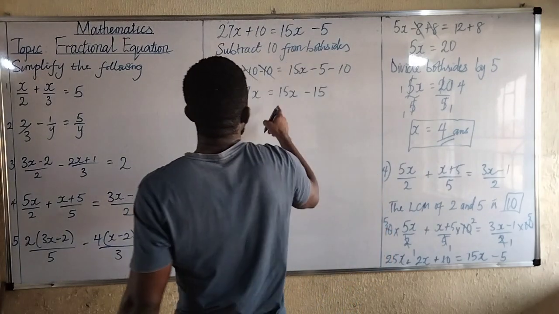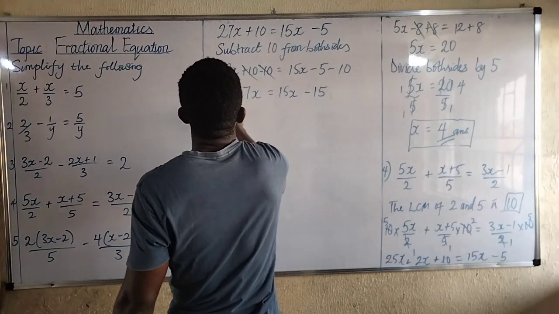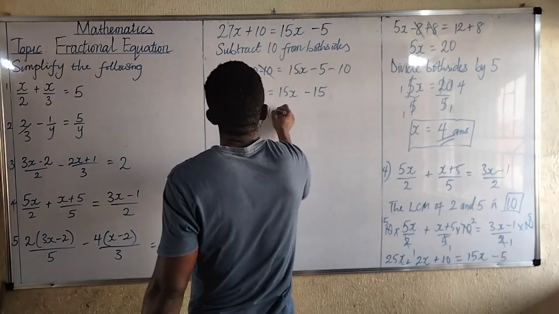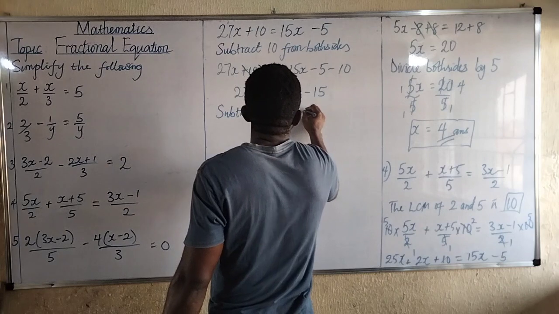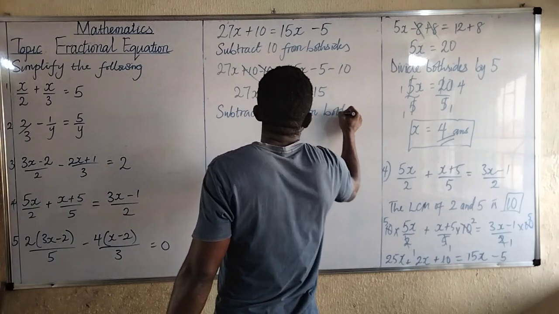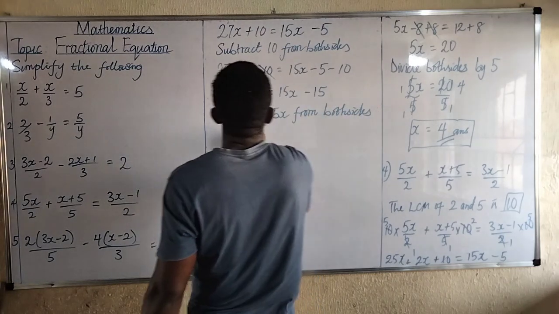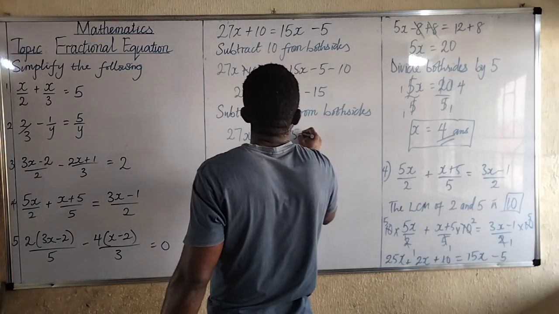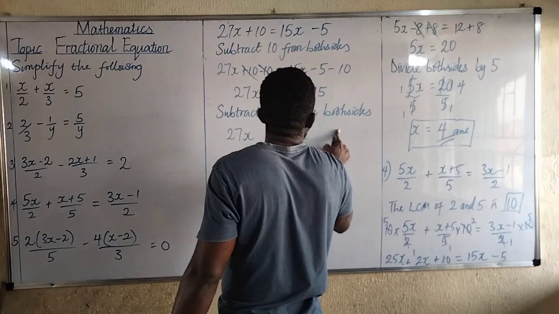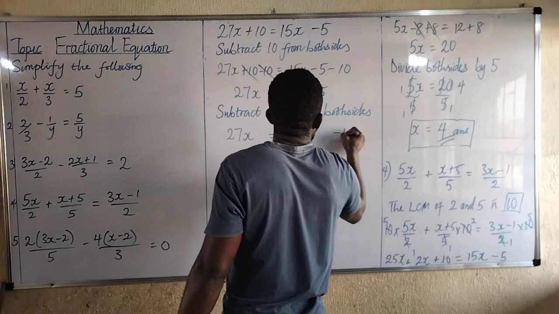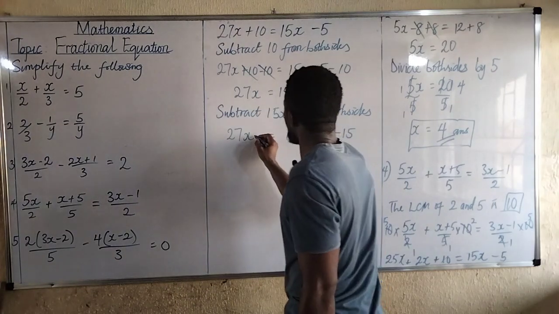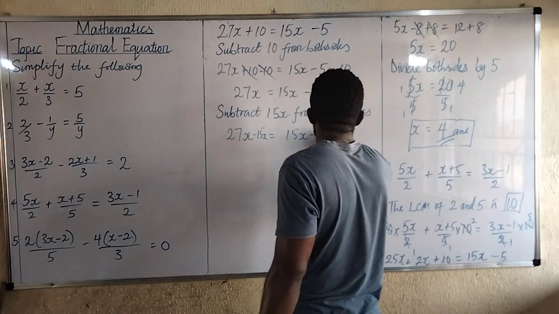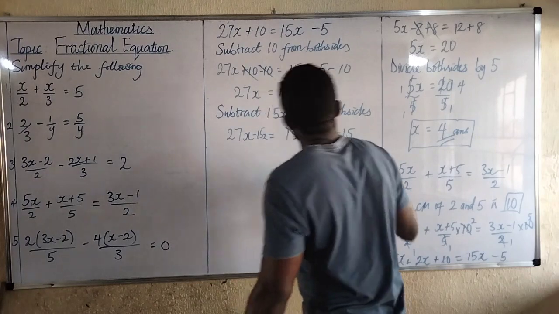Okay. So next is to remove this 15x. We now say subtract 15x from both sides. When we do that, we have 27x is equal to 15x minus 15, right? So we are minusing 15x here. We should subtract it from both sides. Minus 15x here. Alright, these two cancel.